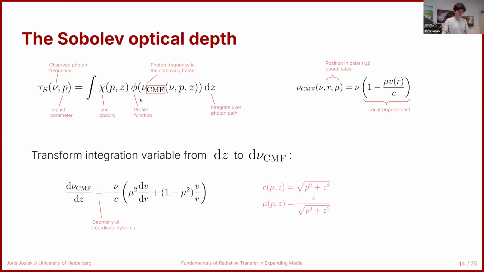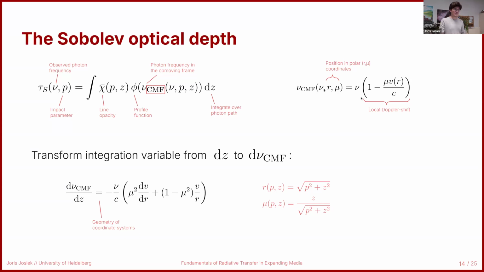And the profile function is a function of the frequency, but it is always a function of the frequency that the atom itself sees. So this is not the observed frequency, but this is the local co-moving frequency of the photon shifted into the frame of reference of the moving gas. So the so-called co-moving frequency. And then you integrate this, as always, over the photon path.